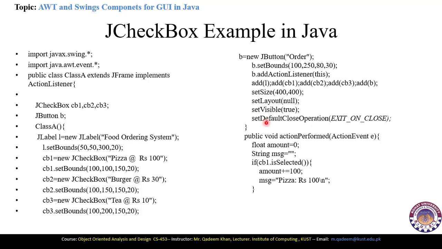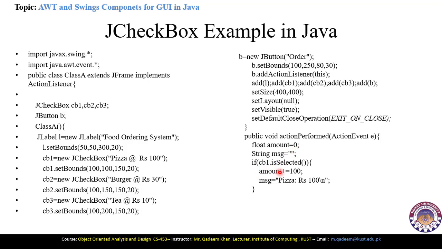Its visible true means that the window will appear, and setDefaultCloseOperation EXIT_ON_CLOSE means that when the cross button is clicked, the project will exit. And it is public void actionPerformed(ActionEvent). Here is the event that we have defined here. This is the actionPerformed event function. First we have declared float amount equal to 0, and String message equal to empty. This means that we have defined the amount of the order, that is, all the different orders that have been taken from the customers, and its amount will initially be 0.